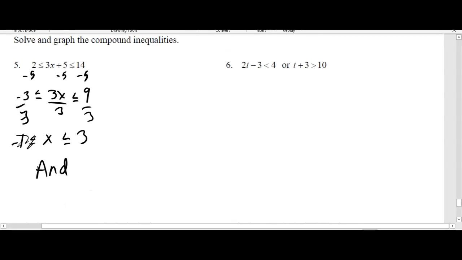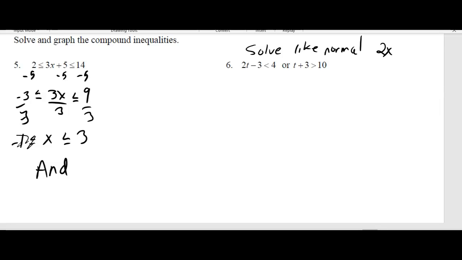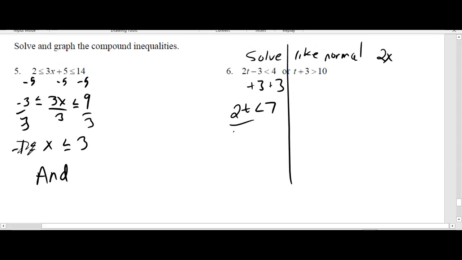The ORs are easy. You just solve like normal, but you have to do it 2 times. So I got separate equations here. So I just add 3. 2t less than 7, divide by 2. I said 2. I wrote 3. t is less than 7 divided by 2 is 3.5. You can have decimals, that's okay.